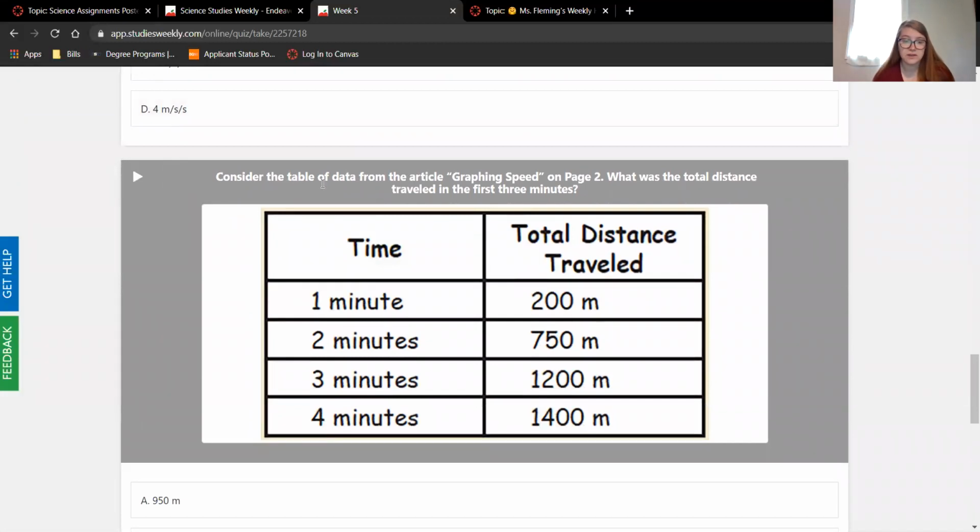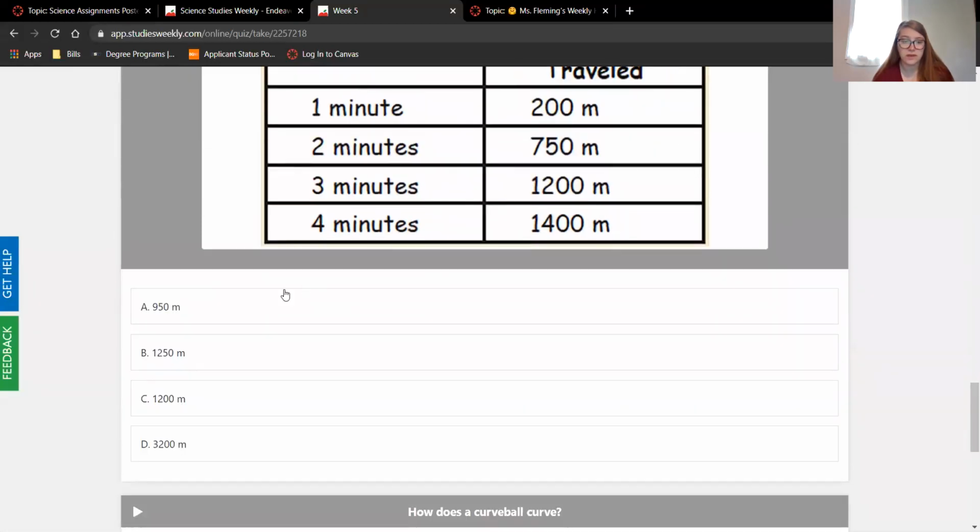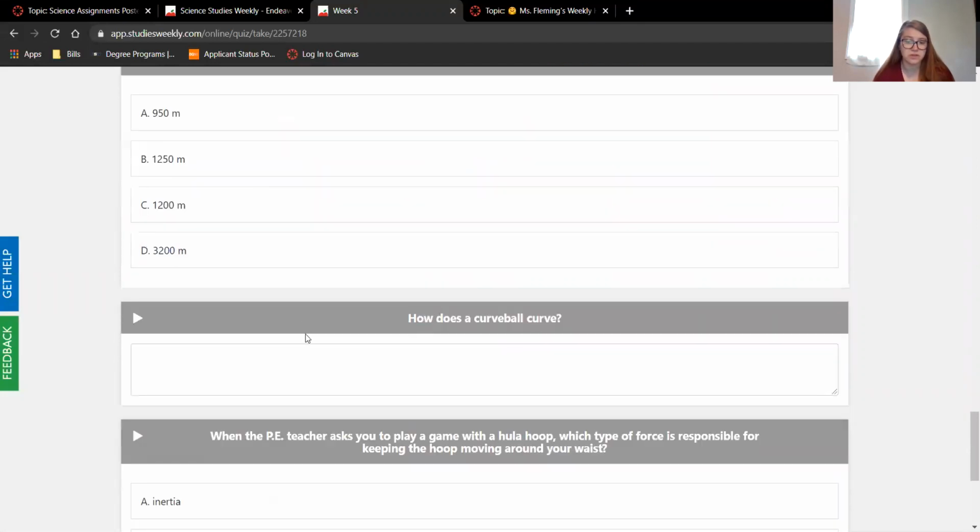Next, consider the table of data from the article Graphing Speed on page 2. What was the total distance traveled in the first 3 minutes? So we have our little table here. Is it A, 950 meters, B, 1,250 meters, C, 1,200 meters, or D, 3,200 meters?